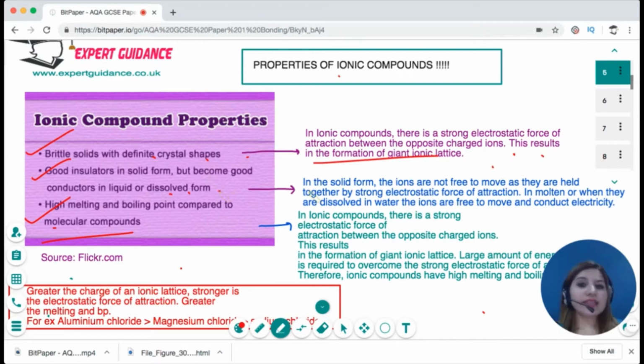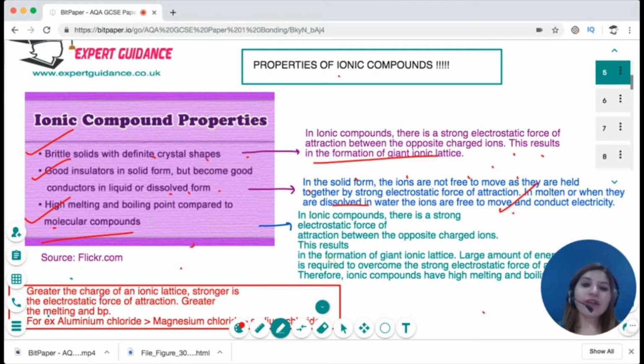Now, why is it a conductor in a liquid form? In solid form, the ions are not free to move as they are held together by a strong electrostatic force of attraction. In molten form, or when they are dissolved in water, the ions are free to move and conduct electricity.